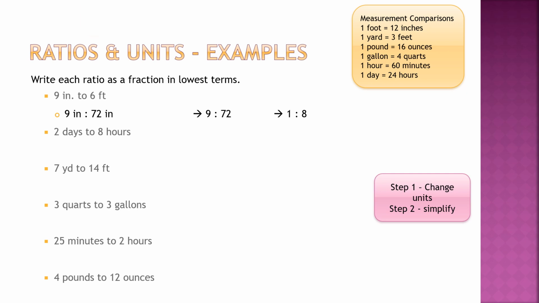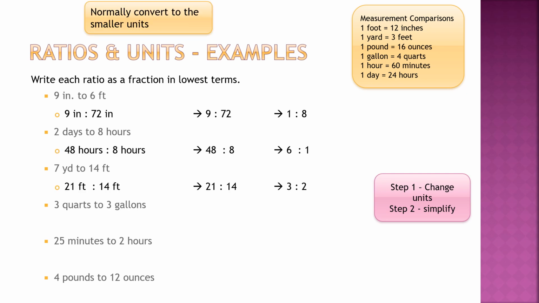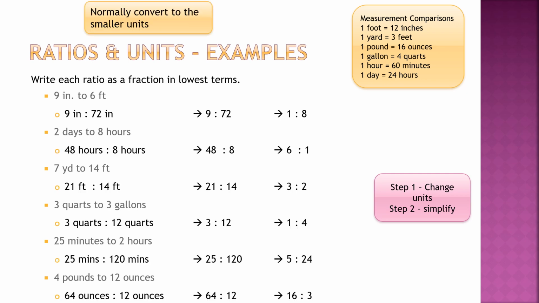Let's look at this. Normally you will convert to the one in the smaller units. So you look at this, 9 inches to 72 inches, it will be 1 to 8. Days and hours, you change everything to hours. Yard and feet, you change everything to feet. All the information is given to you, follow it and change it. The only difference is you need to write it as a fraction in the lowest form. So the first one will be 1 over 8. Second one will be 6. Third one will be 3 over 2. The last one will be 1 over 4. 5 over 24. 16 over 3.